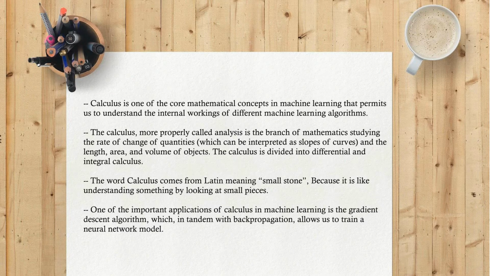The word calculus comes from Latin meaning small stone, because it is like understanding something by looking at small pieces. One of the important applications of calculus in machine learning is the gradient descent algorithm, which, in tandem with backpropagation, allows us to train a neural network model.